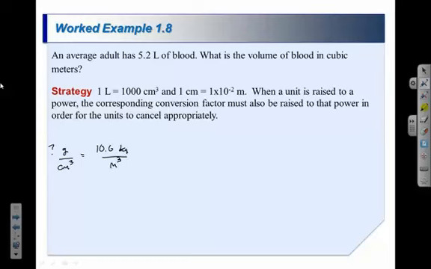I like to establish those relationships before I start plugging things in. Because if I don't have the relationships correct, then plugging in is not going to help me. So I've got kilograms, I want grams. I need a relationship between those two. What's the relationship between kilograms and grams?